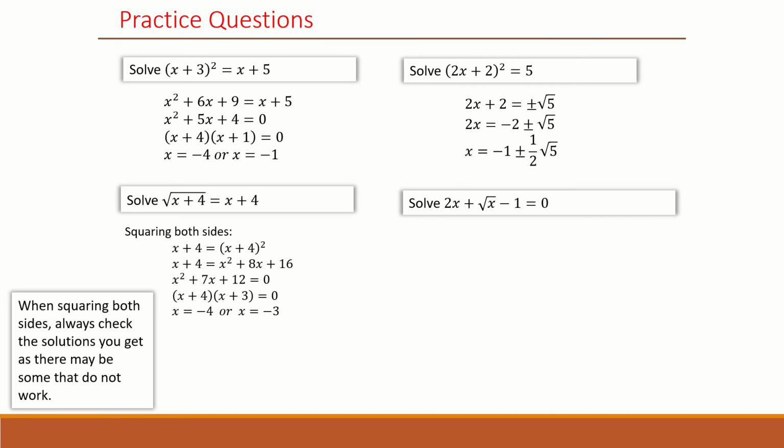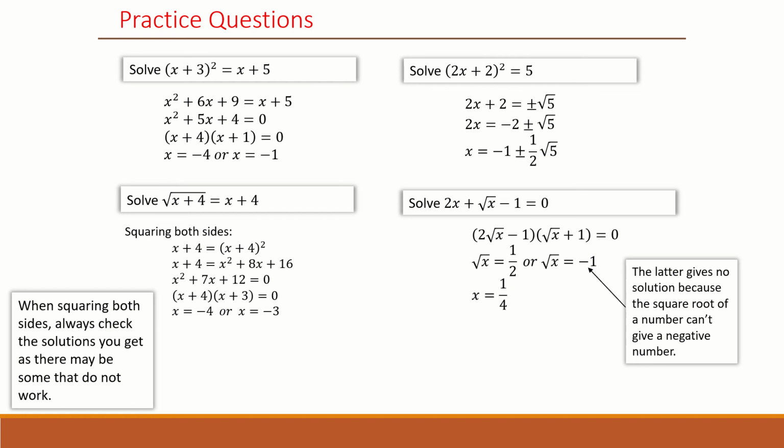Bear in mind, when squaring both sides, always check the solutions at the end, as you may get some that do not work. As in this case, and as in some cases, you may get a negative number, which gives you a negative answer in a square root, meaning it would not work.